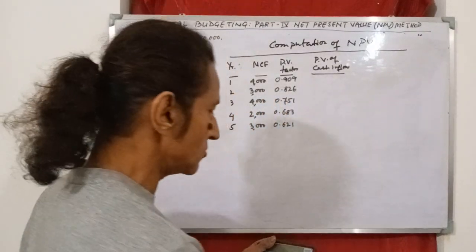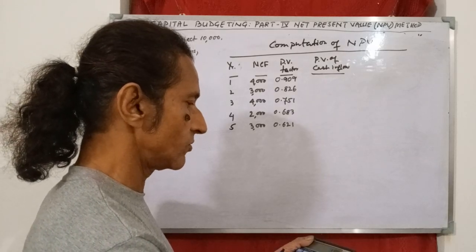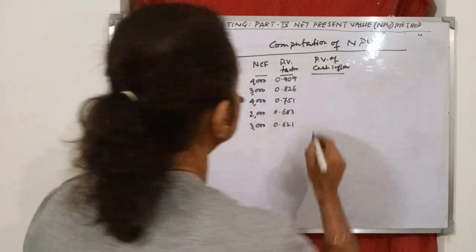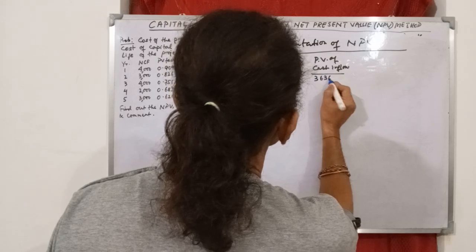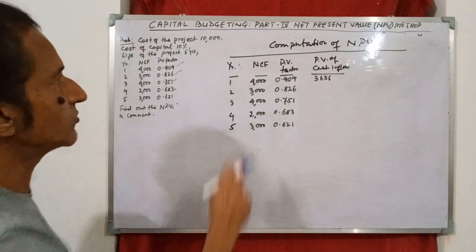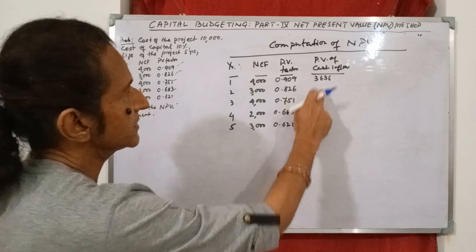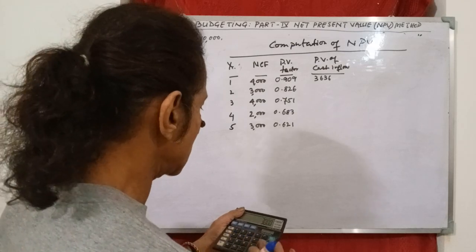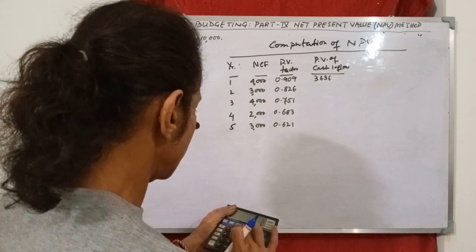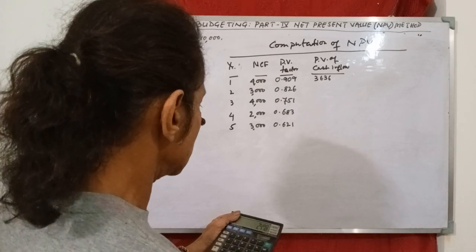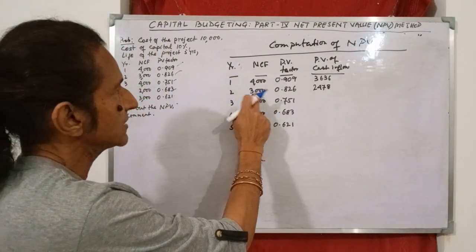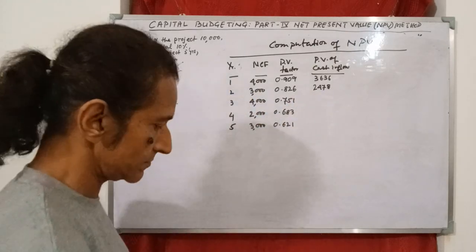Now multiply 4,000 into 0.909, what does it come to? 4,000 into 0.909 gives us 3636. This means the present value of 4,000 after 1 year is 3636. Then multiply 3,000 by 0.826, this gives us 2478. This means the present value of 3,000 after the second year is 2478.